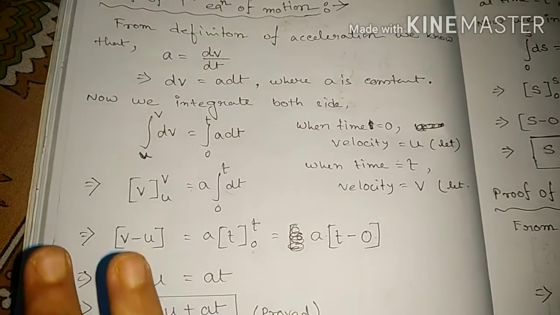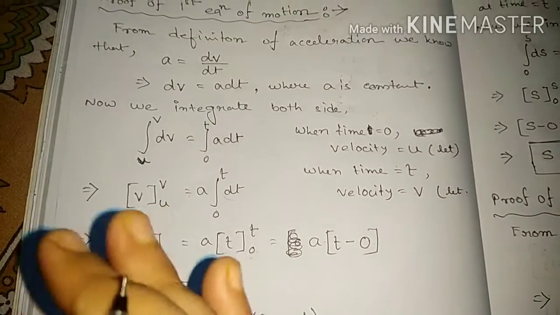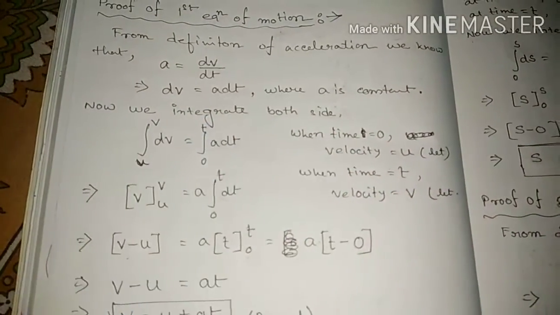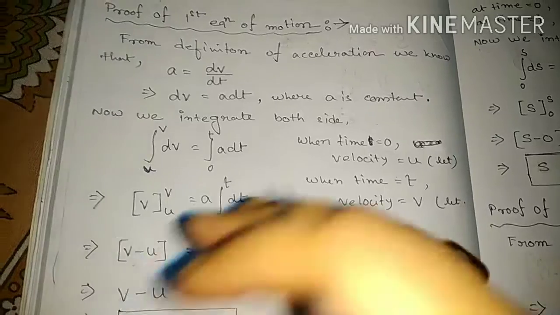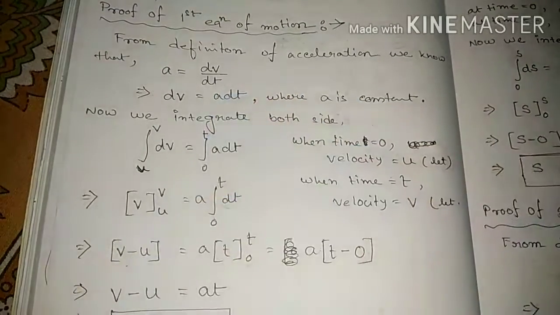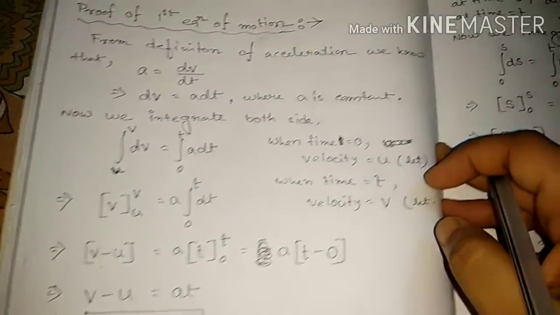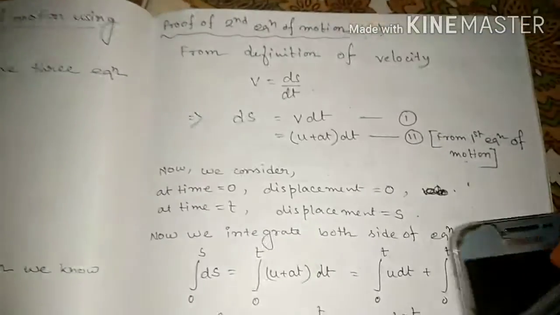It's very easy. Just to remember, we need velocity, and from where we get velocity? If we integrate dv, then we get the velocity v. And from where we get dv? From the definition of acceleration. Clear? Okay. Now proceed to the second one.